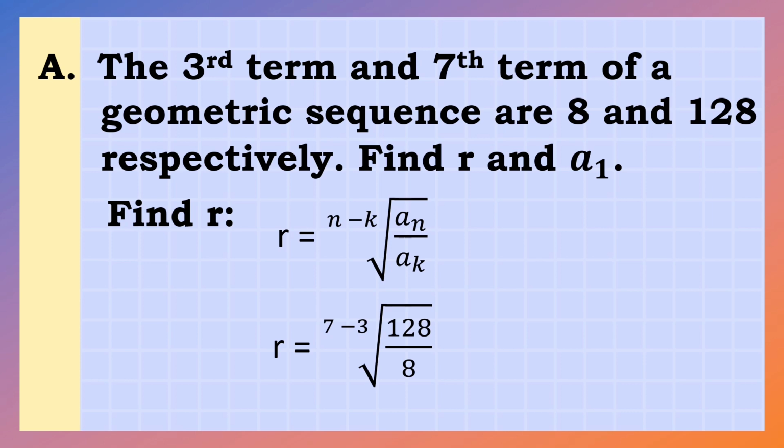128 divided by 8 is 16. 7 minus 3 is 4. So we have r equals 4th root of 16. What number did you multiply 4 times by itself in order to get a product of 16? If we use 1, 1 times 1 is 1, 1 times 1 is 1, 1 times 1 is 1. So, it is not the 4th root of 16. Let us try 2. 2 times 2 is 4, times 2 is 8, times 2 is 16. So, therefore, the 4th root of 16 is 2. Our r here is 2.